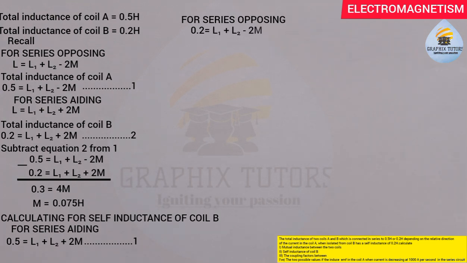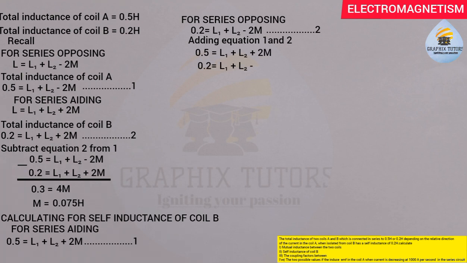2m. That'll be my equation 2. So the first time we subtracted, but now we are going to be adding equation 1 and equation 2. And the reason why we're doing that is this. When you add both of them, 0.5 equals L1 plus L2 plus 2m, and 0.2 equals L1 plus L2 minus 2m.